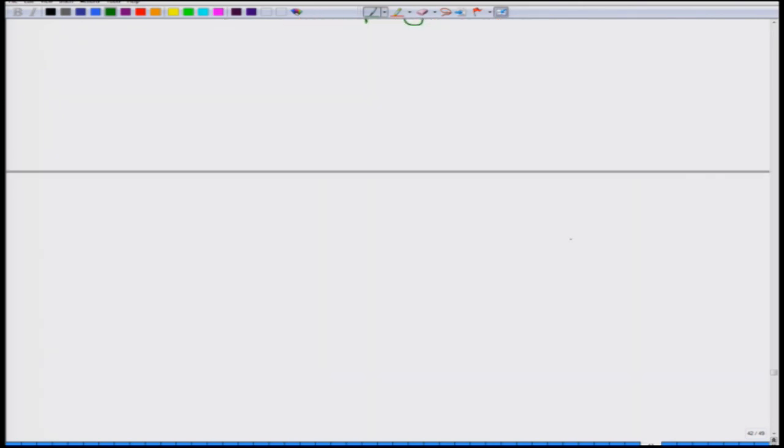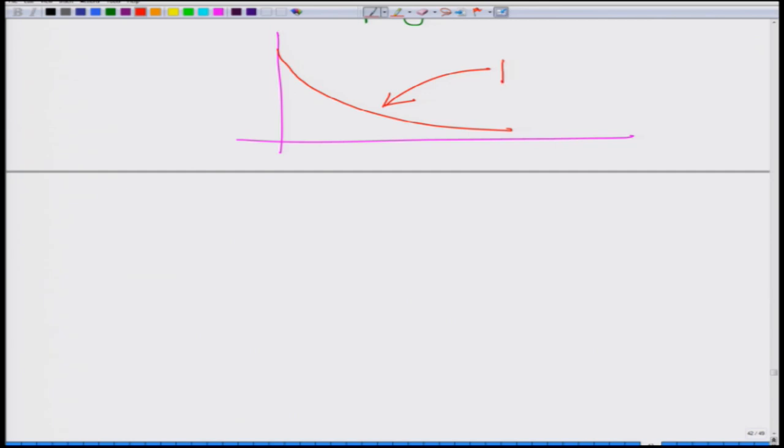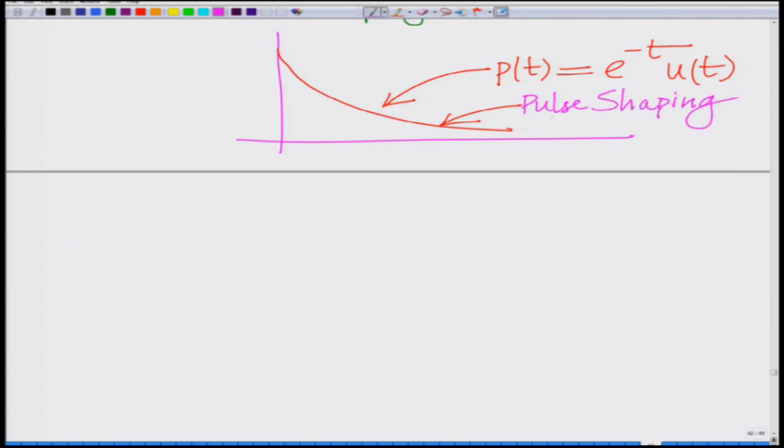Let us take a simple example. Let us say this is my pulse shaping filter. We can choose any pulse shaping filter, that is what we said, right? Let us say my pulse shaping filter is p(t) equals e to the power of minus t times u(t), that is, e to the power of minus t if t is greater than or equal to 0. This is the response of the pulse shaping filter, which I can simply call the pulse shaping filter.